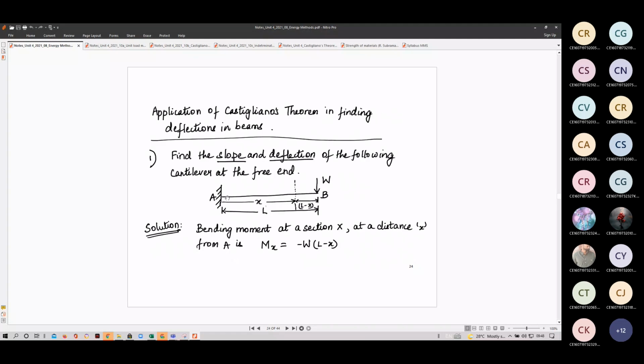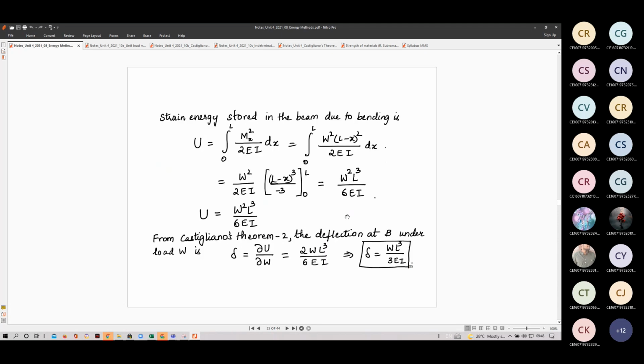Remember, I usually prefer to take X only from the left hand side. The origin is at the left end, and X we calculate from the left side only. Some books give it from the right side, you should not get confused. But if you are just following notes, this is sufficient. I am taking from the left side. So I get M as W into L minus X, so W into L minus X whole square by 2 EI. When I integrate and substitute the limits from 0 to L, I'll get W square L cube by 6 EI.